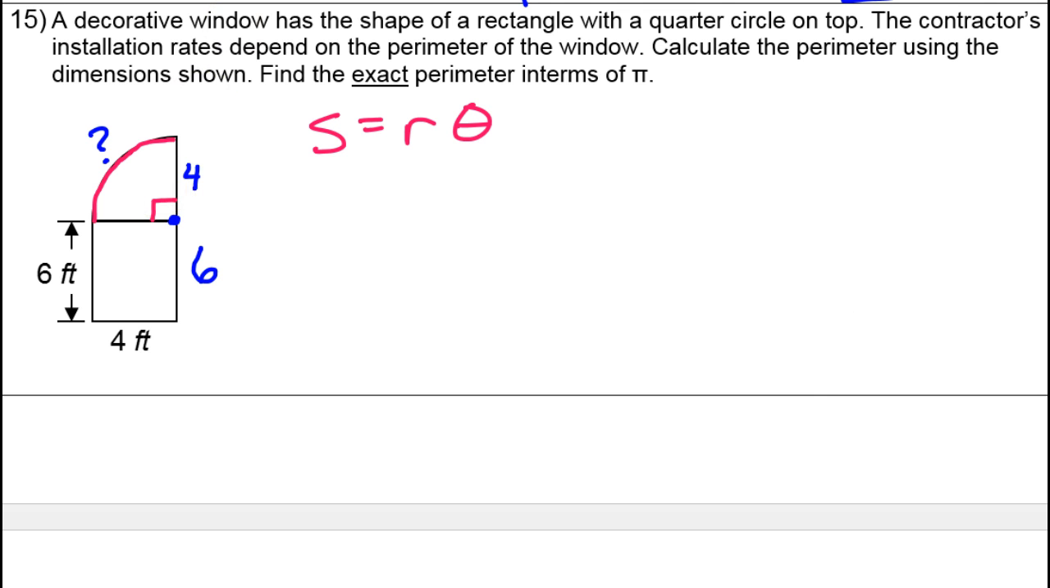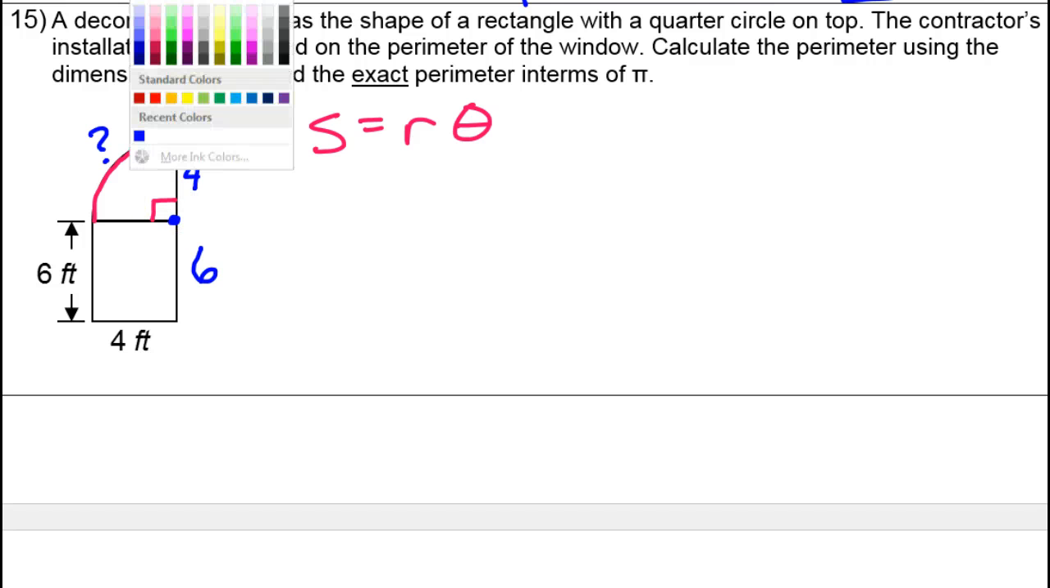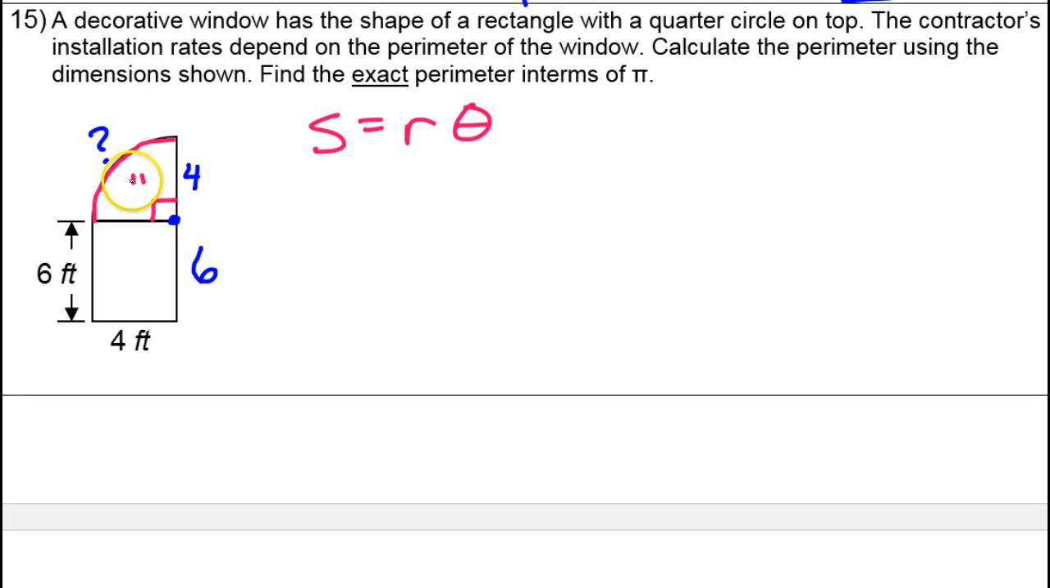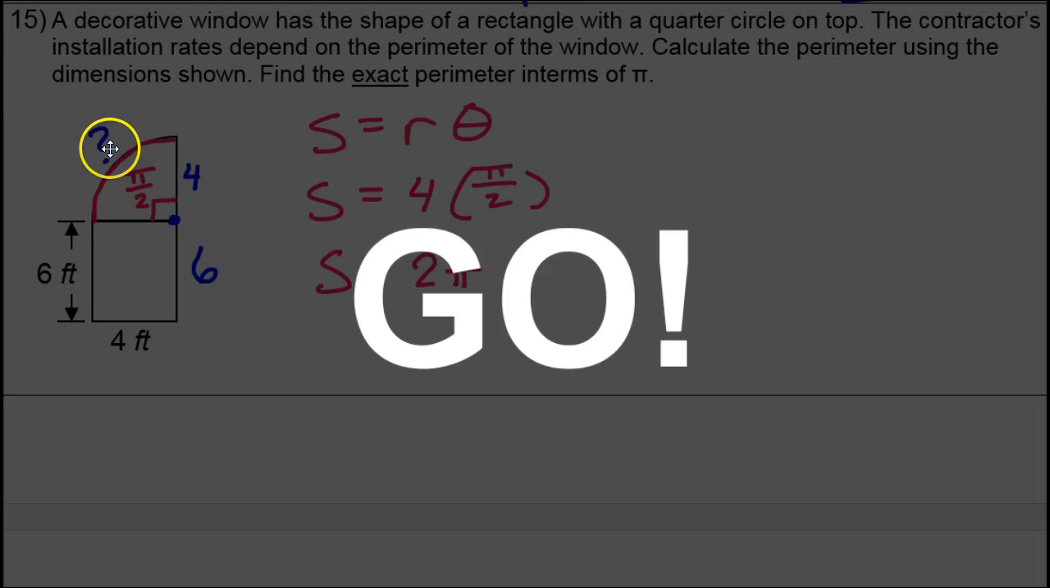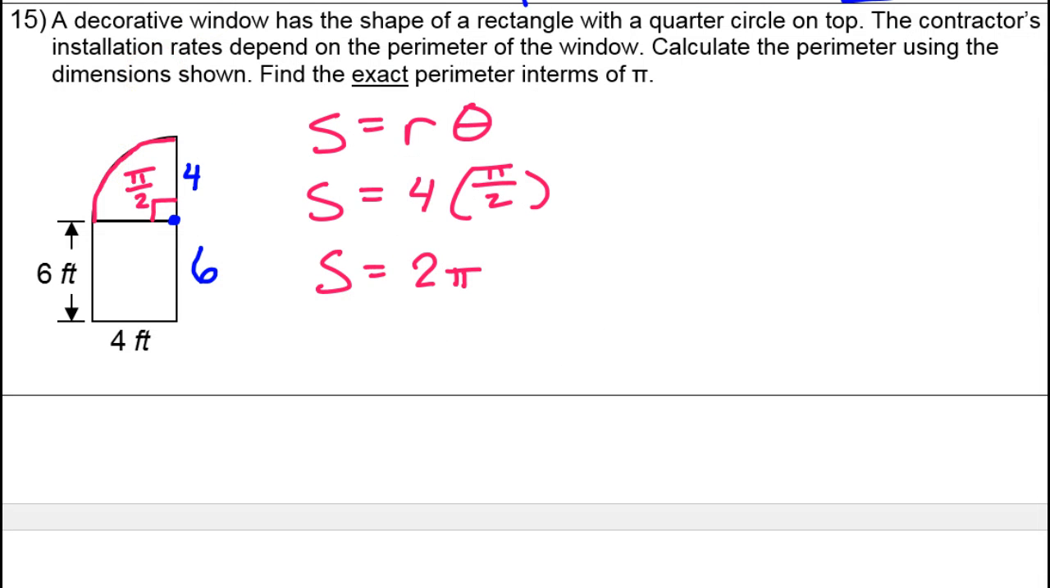Okay, so when you see this little box, don't think 90 degrees for this problem. Think pi over 2. So now we can find this arc length using our little formula. So the arc length is going to equal the radius, which of course is 4, times the angle in radians, which is pi over 2. Okay, so that arc length, 2 goes into 4 twice, so that's actually going to give us 2 pi for the arc length. Okay, great. So I'm going to erase the question mark over here, and I'm going to put 2 pi.